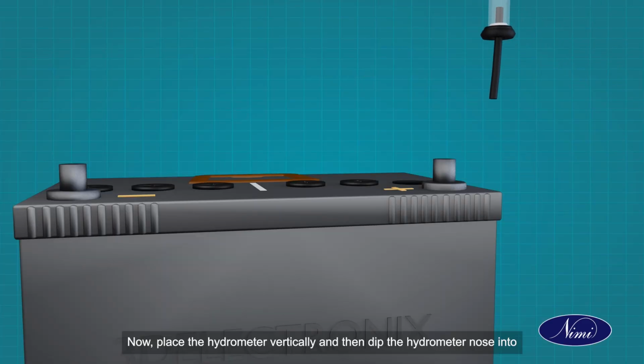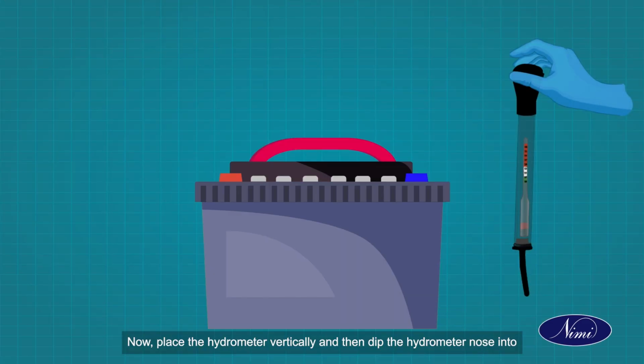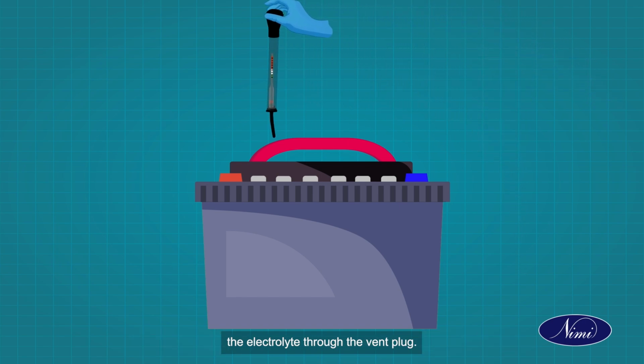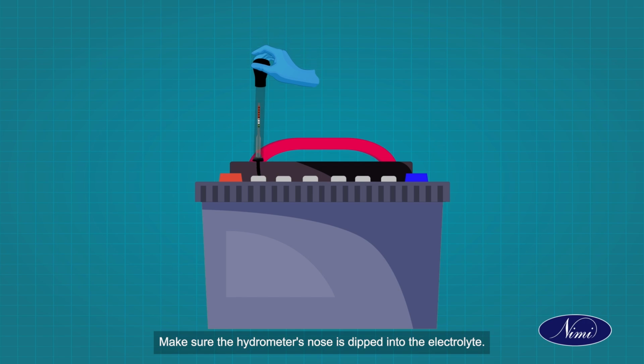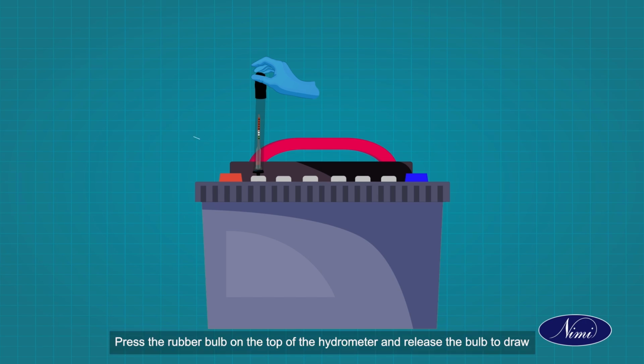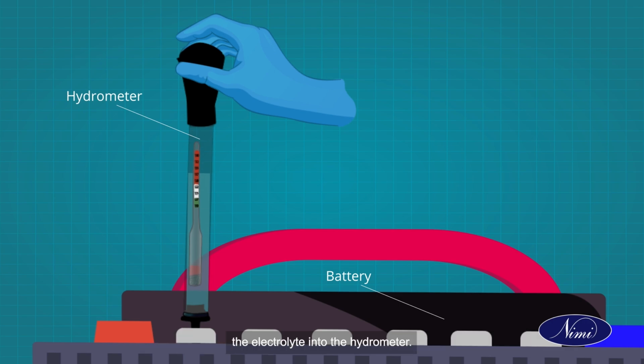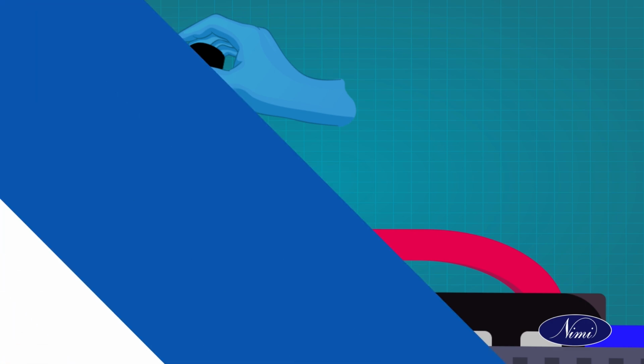Now place the hydrometer vertically and then dip the hydrometer nose into the electrolyte through the vent plug. Make sure the hydrometer's nose is dipped into the electrolyte. Press the rubber bulb on the top of the hydrometer and release the bulb to draw the electrolyte into the hydrometer. The electrolyte solution should not go to the bulb. Make sure the electrolyte solution stays in the middle.